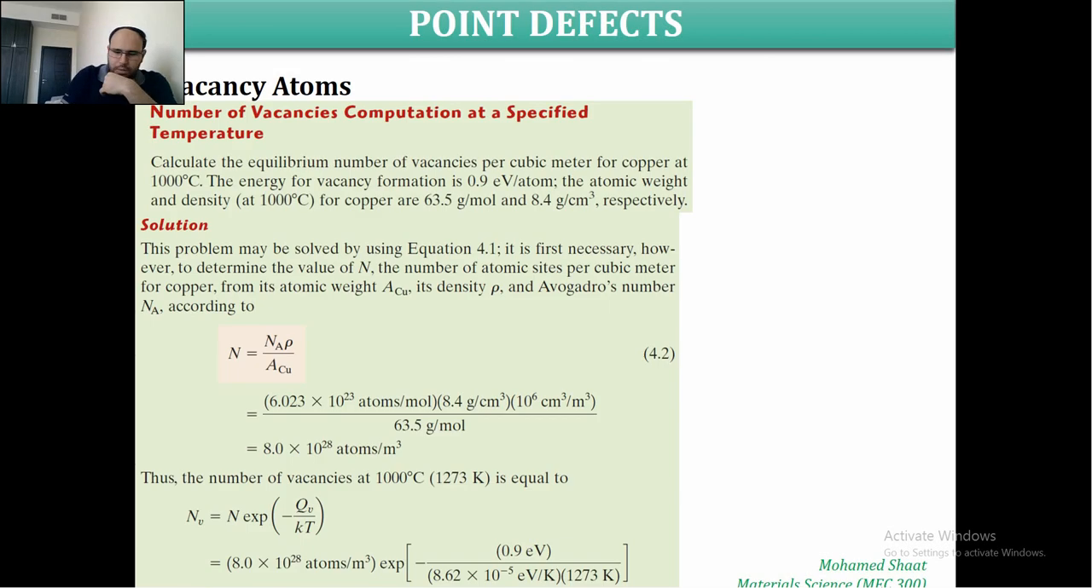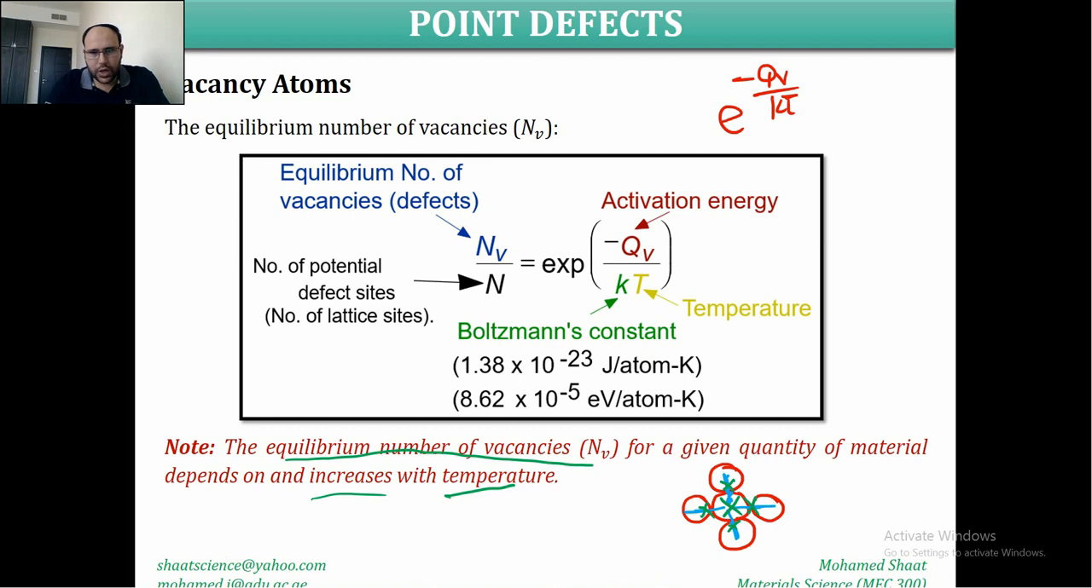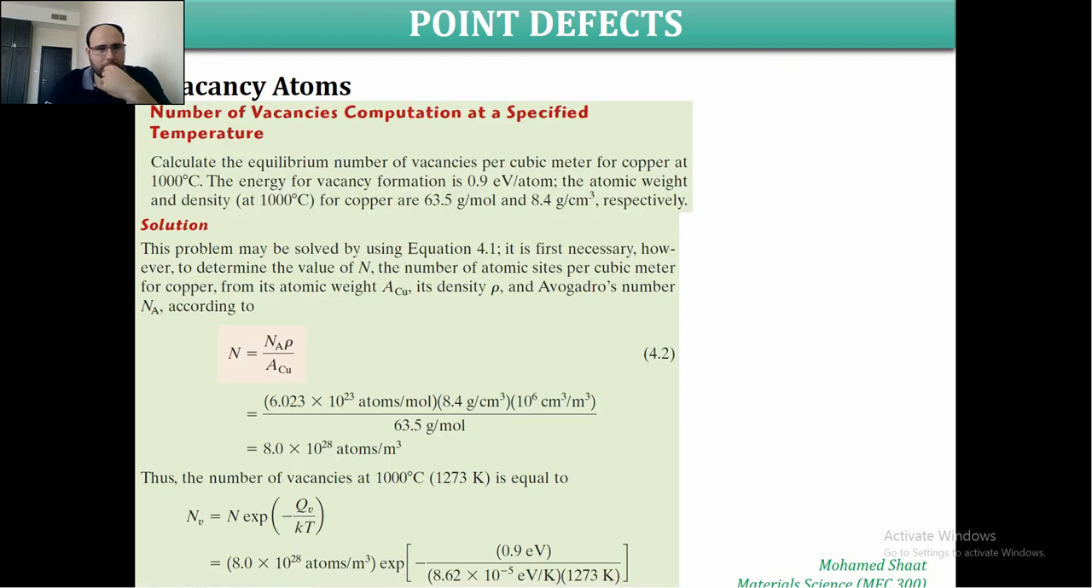Alright, so let us consider this example as practice using this expression to calculate the equilibrium number of vacancies per cubic meter for copper at 1000 degrees Celsius. So calculate the equilibrium number of vacancies, which is NV per cubic meter, meaning per meter cubed. For copper at 1000 degrees Celsius, the energy for vacancy formation is 0.9 eV per atom. This is the QV, already given as 0.9 eV per atom.